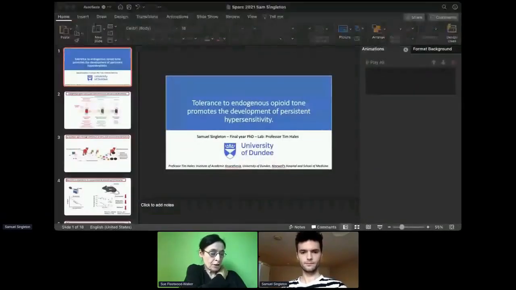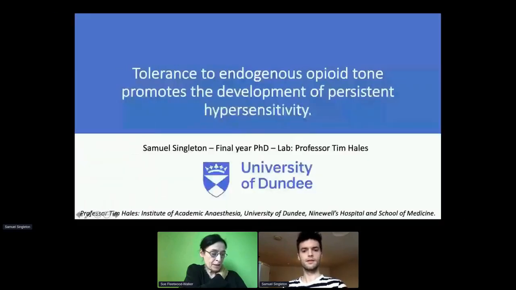Sam's going to be talking about tolerance to endogenous opioid tone causing persistent reinstatement of hypersensitivity in a mouse model of inflammation. Over to you, Sam.